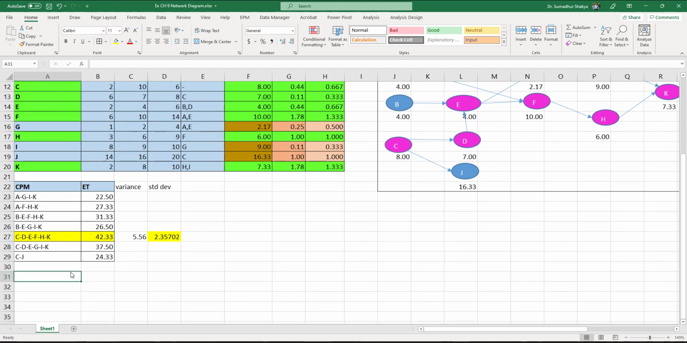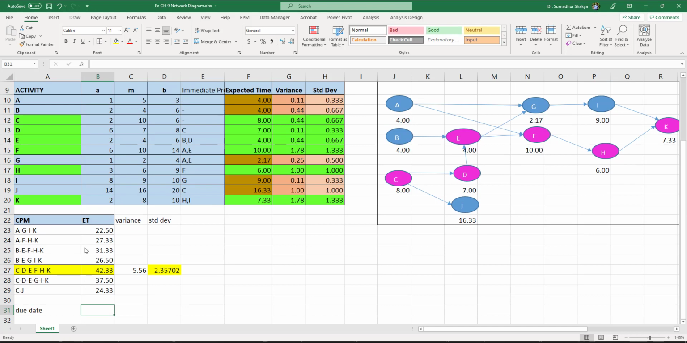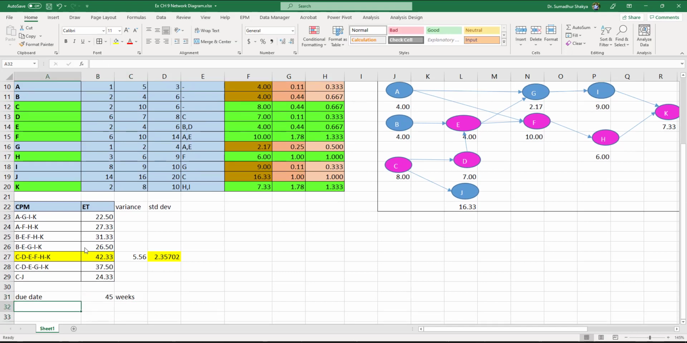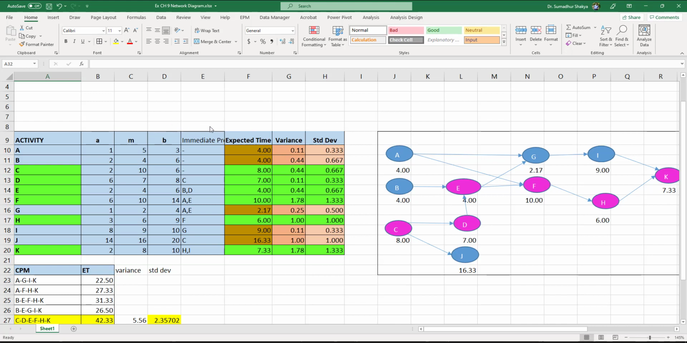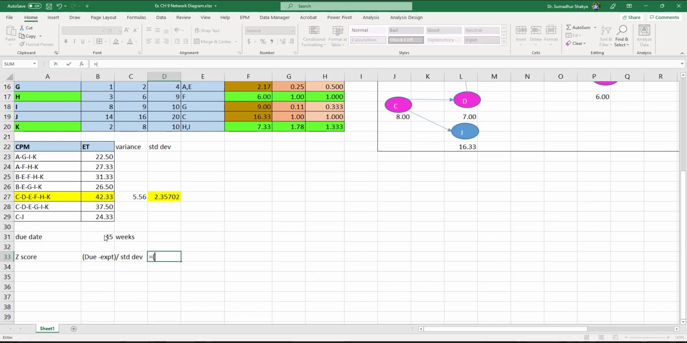Let's say if we know the due date, let's say the due date is around 45 weeks. Okay, now I forgot to mention this in the beginning, but let's say all of these times are given in weeks as well. Okay, now the formula for calculating the z-score is due date minus expected date divided by the standard deviation. Okay, so just to refresh your memory, you can find this anywhere on the internet. So the z-score for this method is going to be (45 weeks minus 42 weeks) divided by the standard deviation. That's why we calculated this. That was the whole idea.